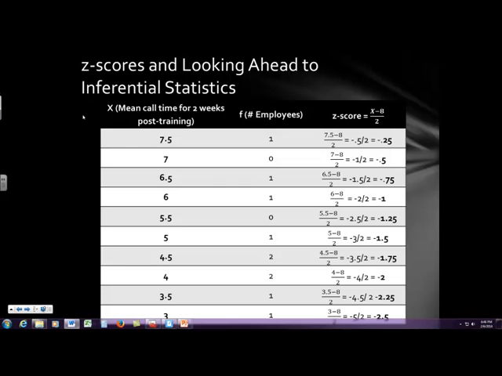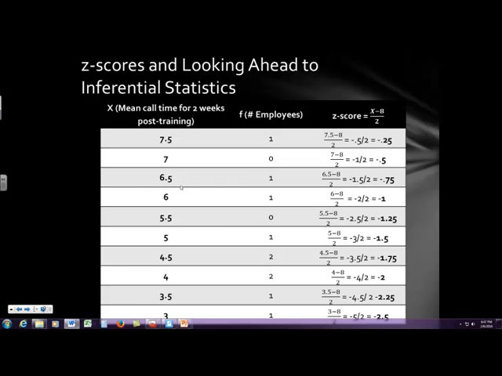And then you want to compare their call times to the average call times among all employees to see if training actually has an impact on performance. So in this example, let's say that among all employees, the average, or the mean, call time is 8 minutes and the standard deviation is 2. You can see the z-score formula up here: x, whatever the call time is for that particular person, minus the overall average mean call time in the entire population, divided by the standard deviation in the population of 2. So let's just look at the frequency distribution table for now.